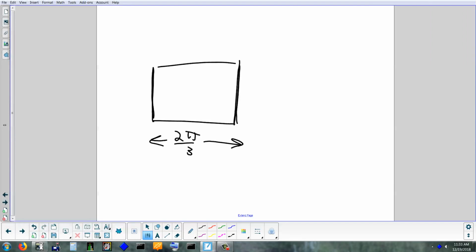There's a lot of ways to do that. It's kind of like if I said to you, I want you to make a window with a width of 5. Well, you could go 0 to 5. You could go 2 to 7. You could go negative 3 to 2. All those numbers I said have a width of 5. Right? So we just got to set a width of 2 pi over 3.